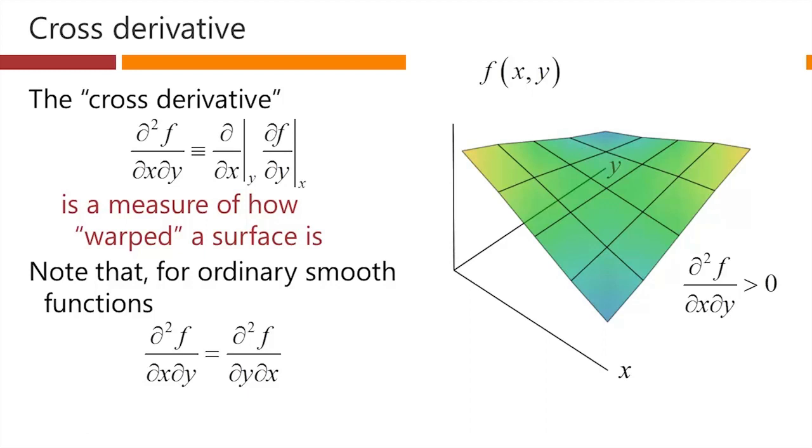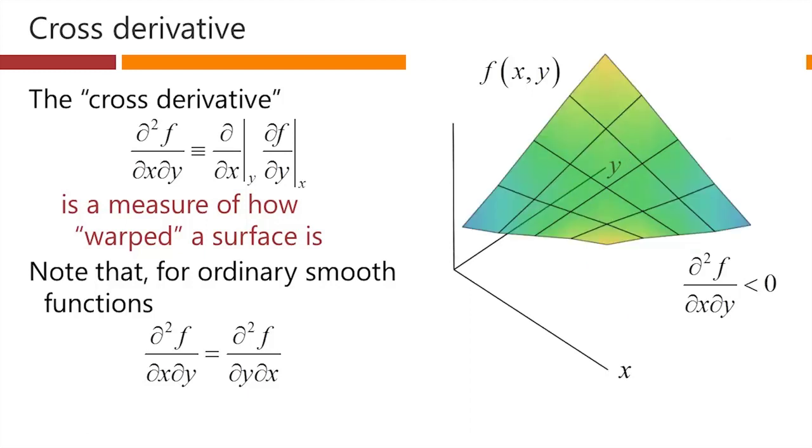We can also look at a function that's warped the other way round, and in this case, partial d2f by dx dy is less than 0. So we had a gradient here in the y direction that was positive, and as we moved out to larger x, it became negative, and that would give us a negative cross derivative.